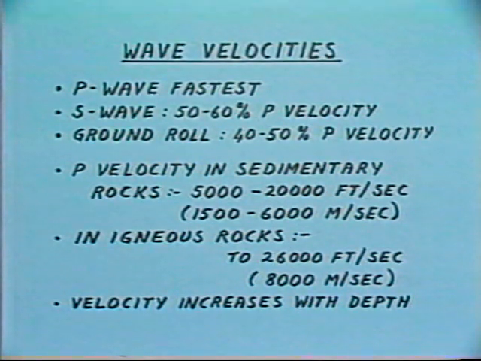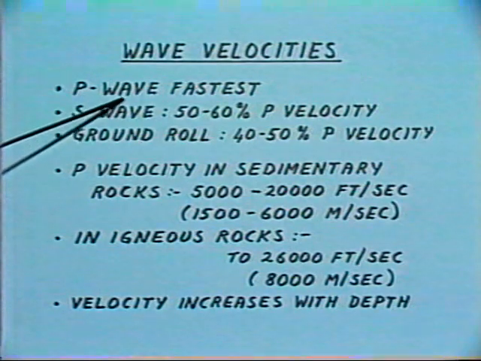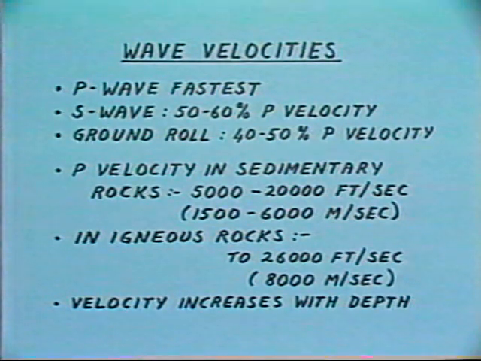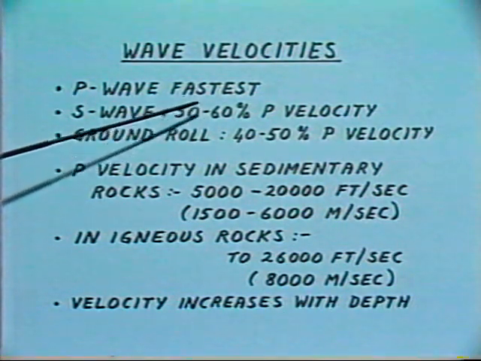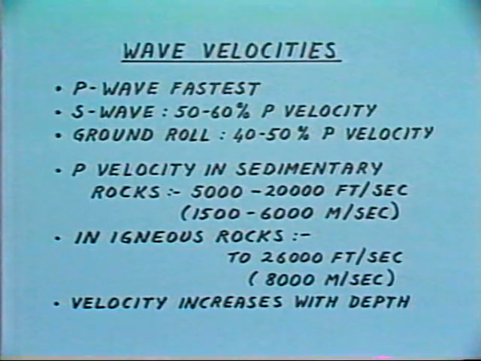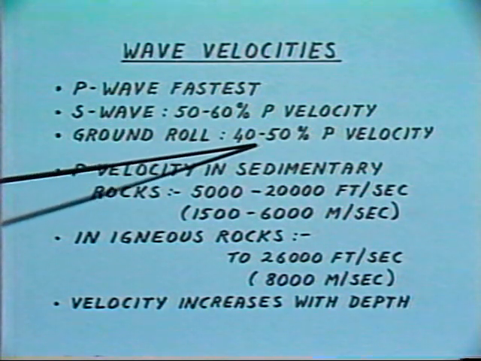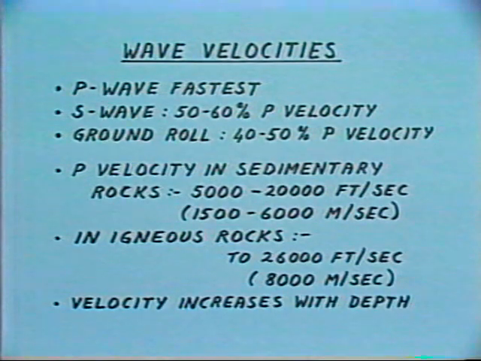Now, of these three types of wave motion, the energy transmitted by these waves travels at different velocities through the earth. The P wave is the fastest of the three modes, and it's actually the P waves that we deal with mostly in seismic reflection work. The S waves travel slightly more than half the velocity of the P waves, and the ground roll a little bit less than half the velocity of the P waves.